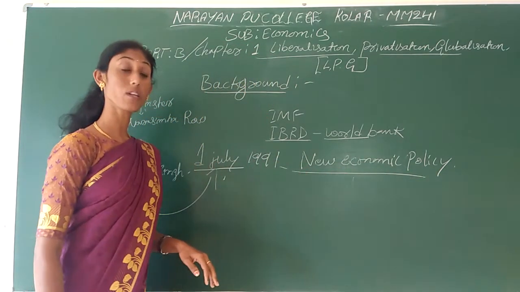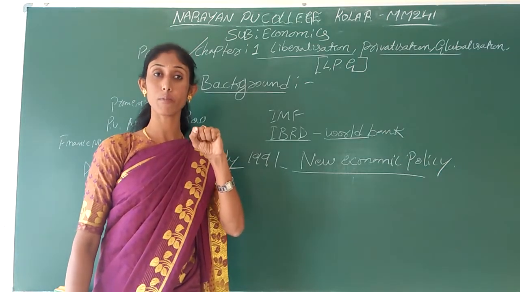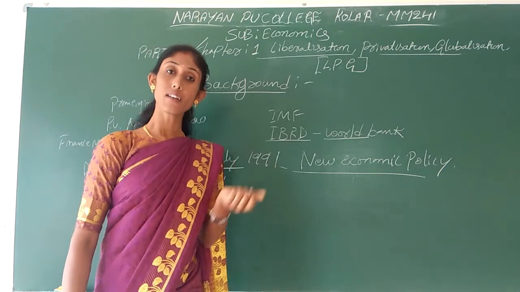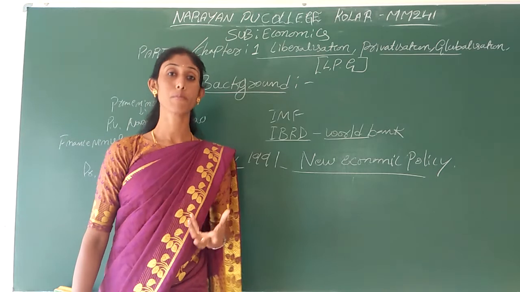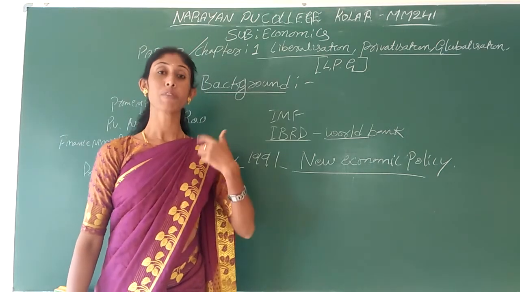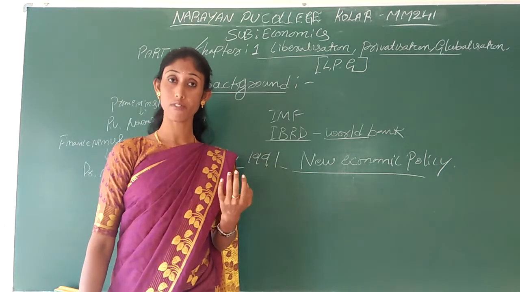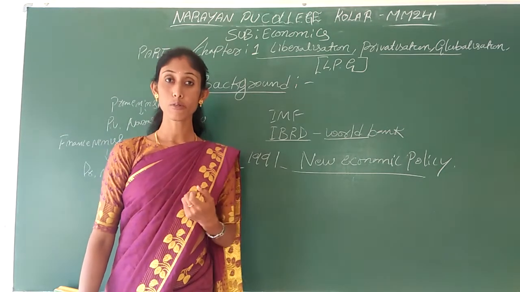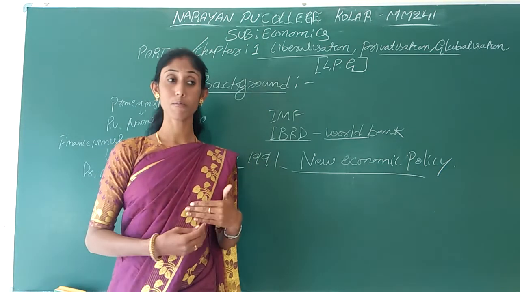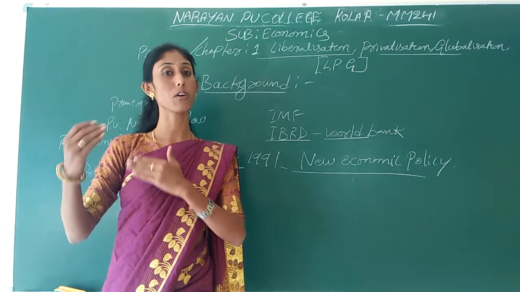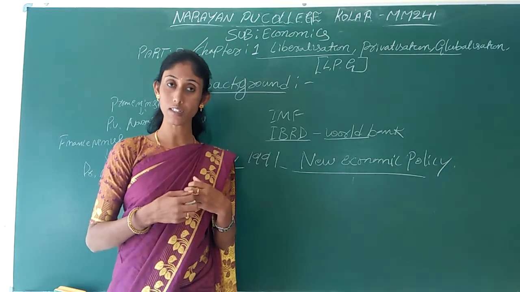Why we adapted the new economic policy in 1991: we had adapted a mixed economy, which is the combination of both capitalistic and socialistic economy, but the dominant role of government in our country created some economic problems like poverty, unemployment, lack of industrialization, less productivity in agriculture, lack of infrastructural facilities, lack of credit support to our various sectors, and deficit BOP. The inflationary pressure was very high, and at the same time the revenue of the government was very low, but the expenditure of the government was very high. So because of all these reasons, the government started borrowing money within the country as well as outside of the country.